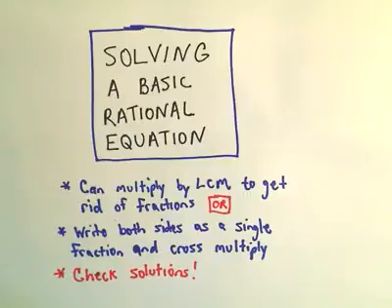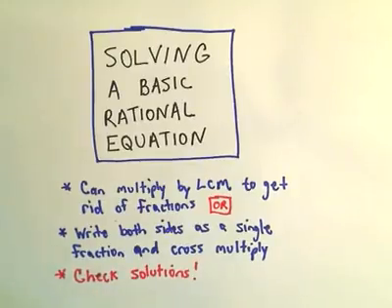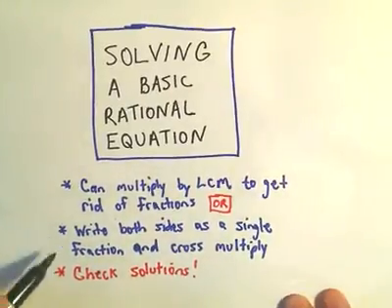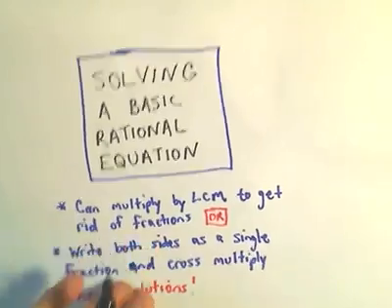As a rule with rational equations, you want to check your solutions just because sometimes some weird things can happen. Namely, one of your solutions may produce a value that's undefined. So in general, you do want to check these. The way that I'm going to do these, at least when they're relatively simple, I like to write both sides as a single fraction and cross multiply.